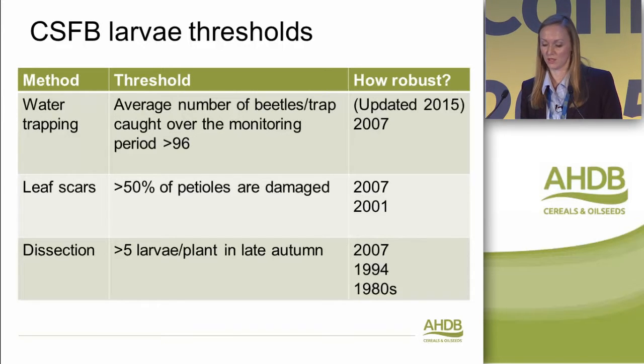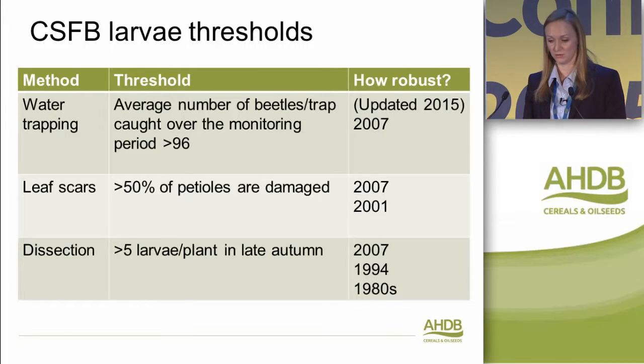And this is where the new threshold of the average number of beetles per trap over the monitoring period came in. We did recently update it just this year, as it was previously 35 beetles, not 96, and the dissection to coincide with that was 2 larvae. But when I looked back at the research, this was based on effective use of pyrethroids, and also it was done based on the economics of the crop at that time.